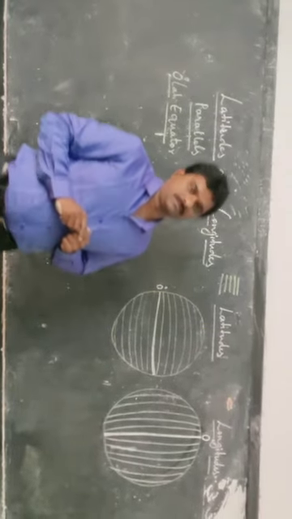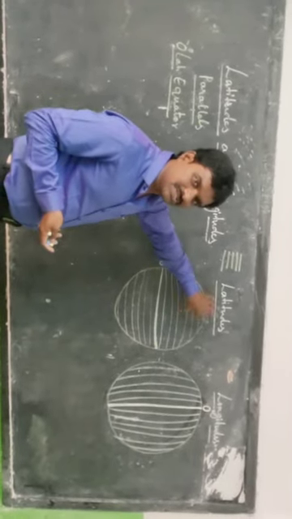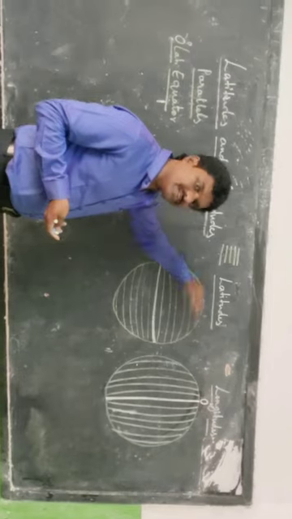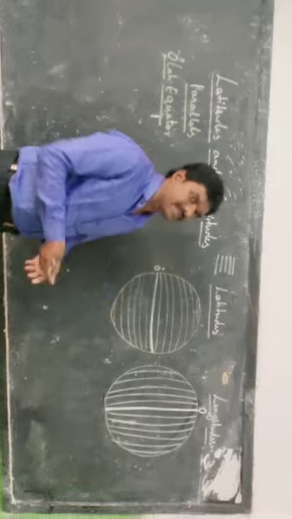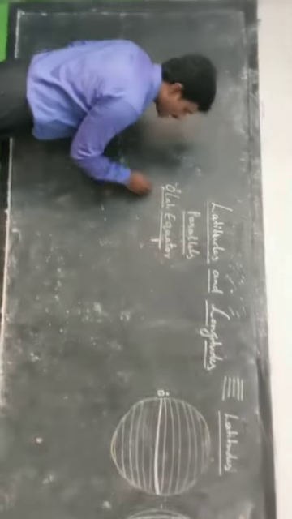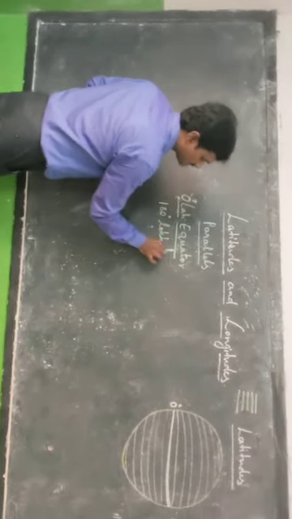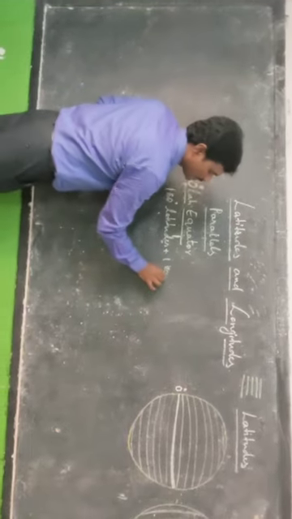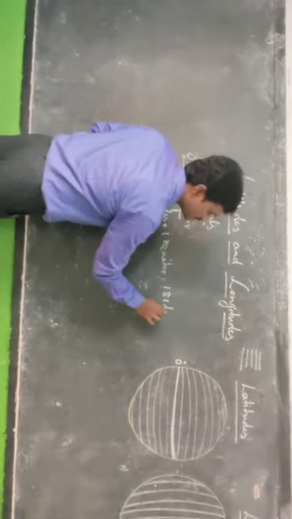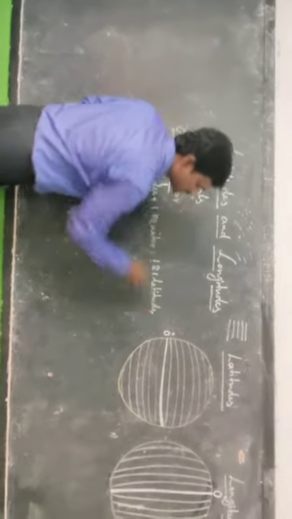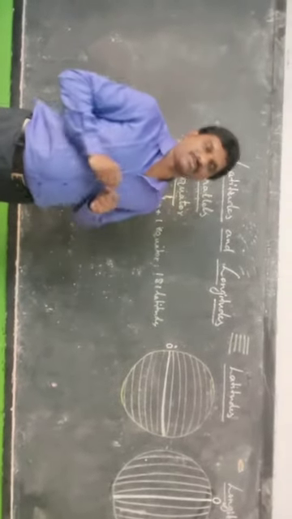If you observe on the globe, there are 90 latitudes towards the north of the equator and 90 latitudes towards the south of the equator. Total, we have 180 latitudes plus 1 equator. So total, we have 181 latitudes, and among all these latitudes, 0 degree latitude is the biggest latitude.